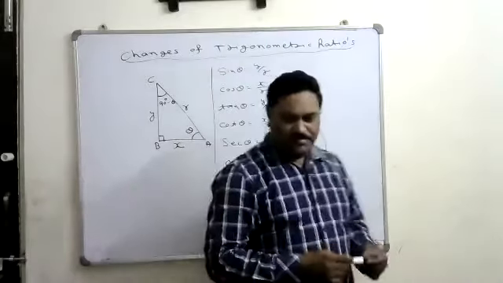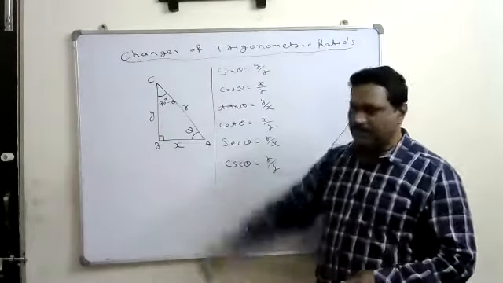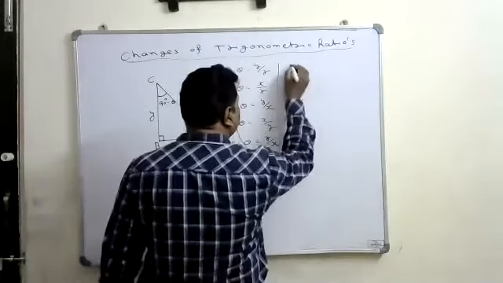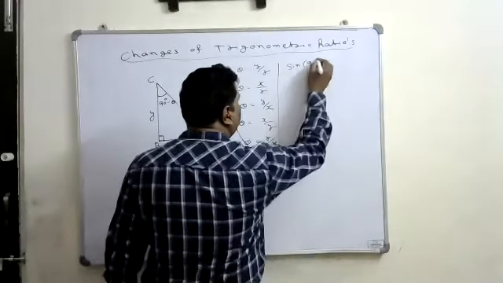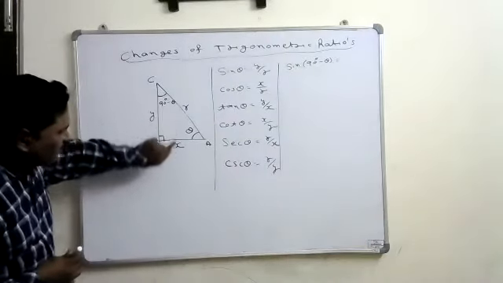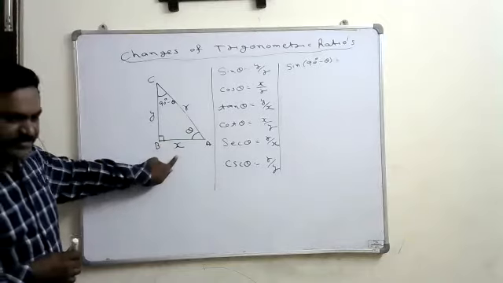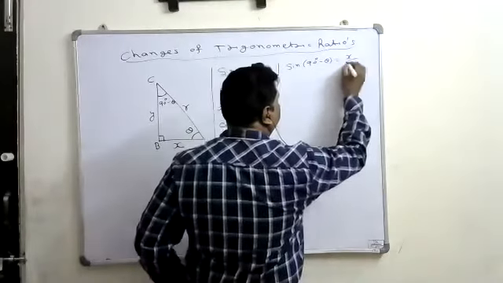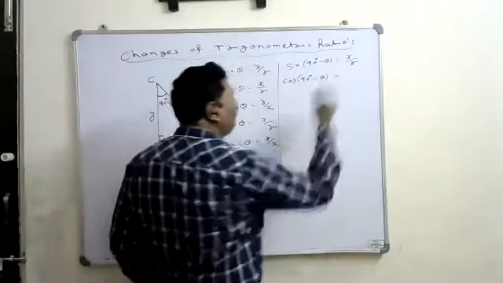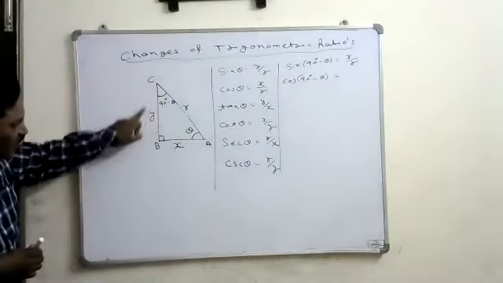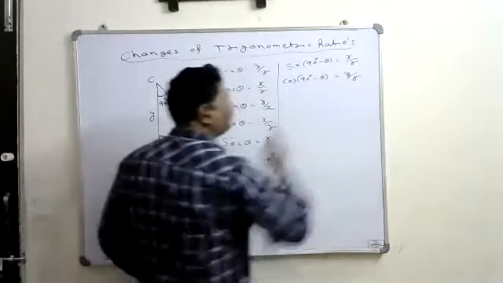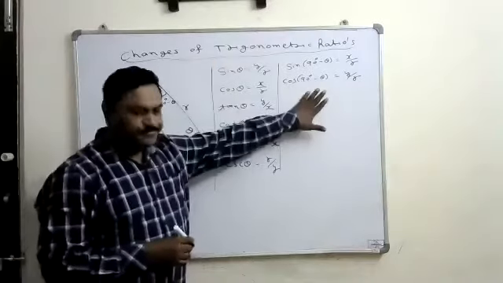And from the same triangle, now I will consider the angle 90 degree minus theta. For this angle, what is the sine of 90 degree minus theta? Sine बोले तो opposite side by the hypotenuse. 90 minus theta का opposite क्या है? X. X by r. Then what is the cos of 90 degree minus theta? Cos बोले तो adjacent side upon hypotenuse. ये angle का adjacent side क्या होता? Y. Y by r.